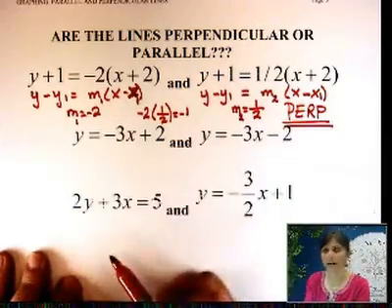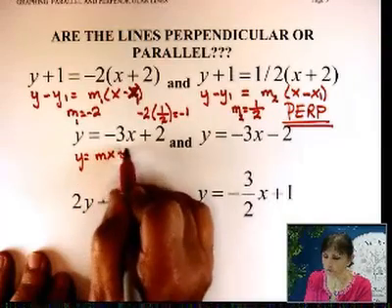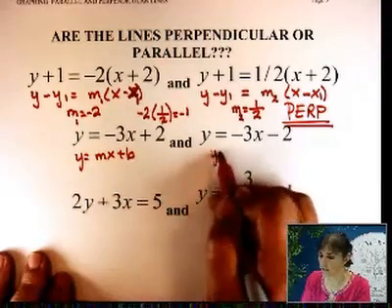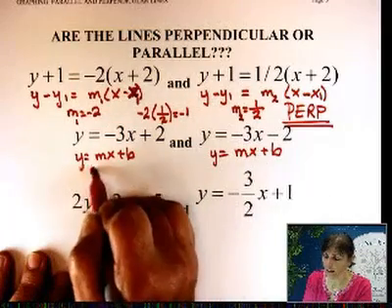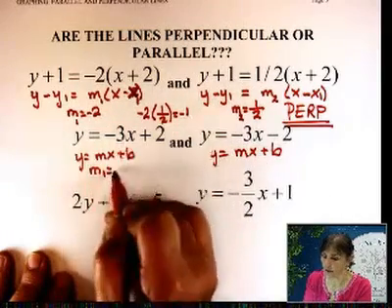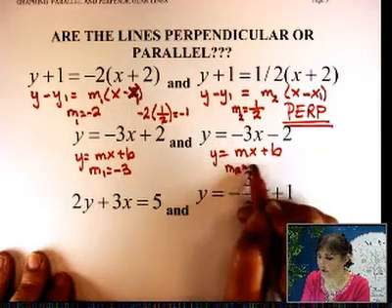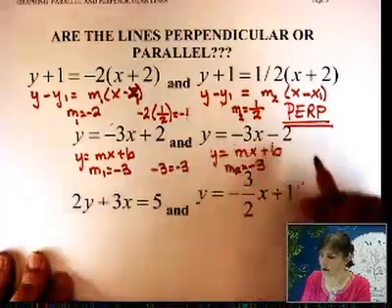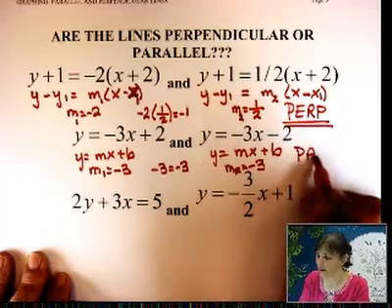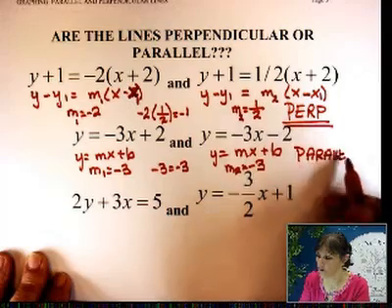Let's look at that one. That one is in slope-intercept form. This one is also in slope-intercept form. Okay, this one has a slope of -3. This one has a slope of -3 as well. They are the same. Those are parallel.